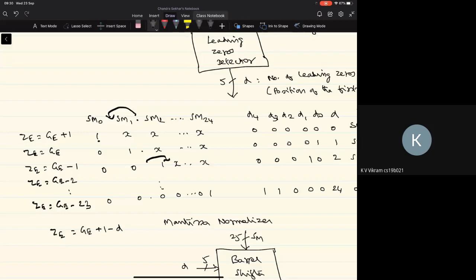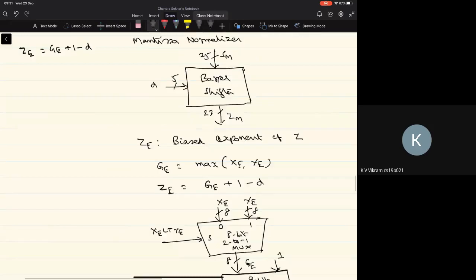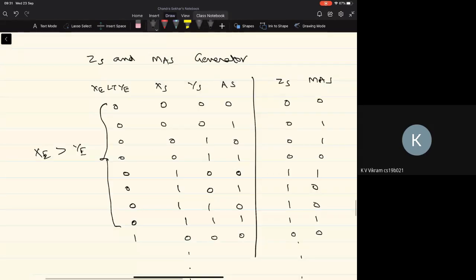So if D is 0, ZE is GE plus 1. If D is 1, ZE is GE. If D is 2, ZE equals GE minus 1 and so on. In the final case, when D is 24, you will get ZE equal to GE minus 23. So now we need some small circuit which will take this greater exponent, then add 1 and then subtract this D value, right? And this is what is called the exponent generator circuit.